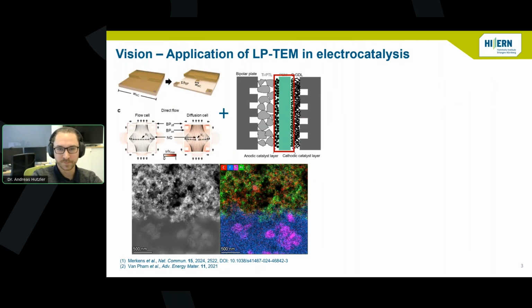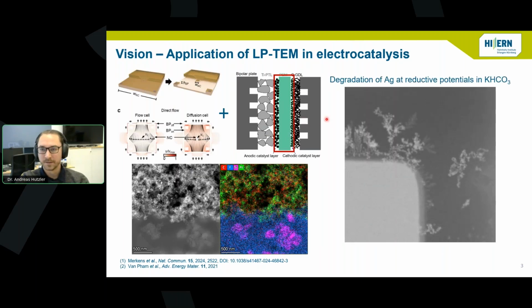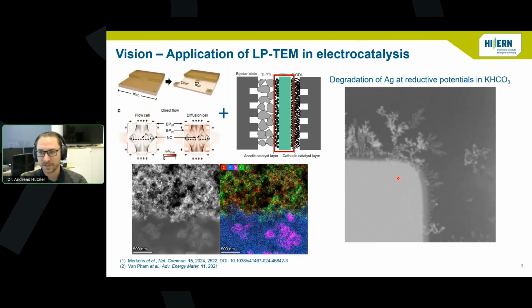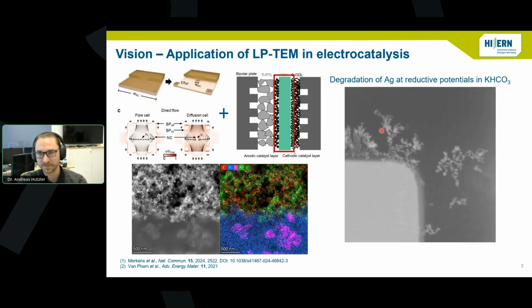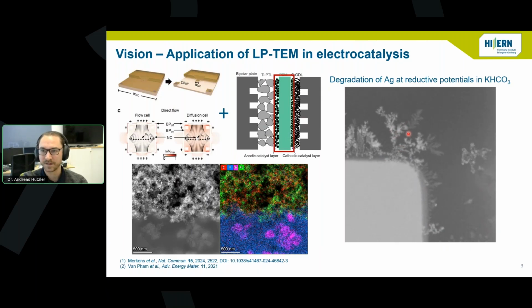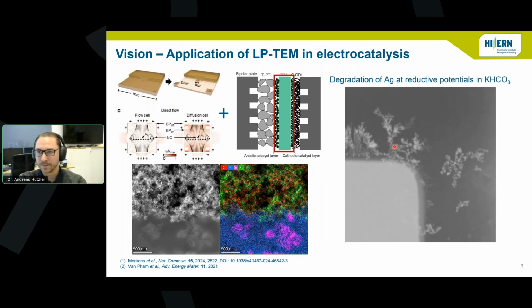And hopefully at some point we will be able to put those into the liquid cell and study processes like this. What you see here is a carbon coated platinum electrode, and on top there are some silver structures. And silver is used here as an electrocatalyst for CO2 reduction in a potassium bicarbonate solution.